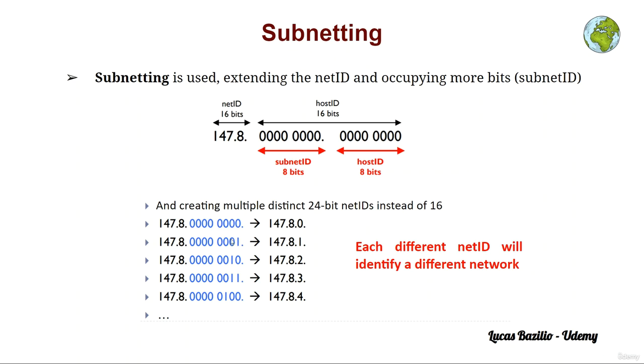Now the next one. Since each net ID will identify a different network, they must be different. That's why here we just need this network to be different. So here, the subnet ID, we basically add a 1, so now we have 0.1. Here we add the 1 at the index that we see here.